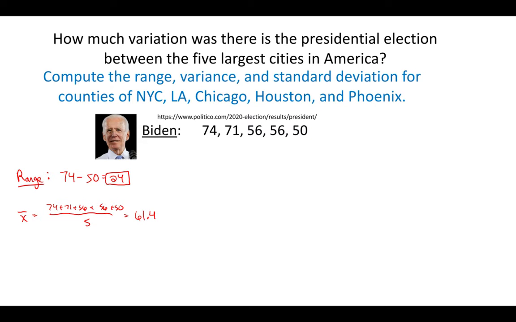So we're going to just do S in all of these, the sample as opposed to the population, because we're just considering the 5 largest cities. We're not considering all of the cities in America. So we're going to do S squared for variance.